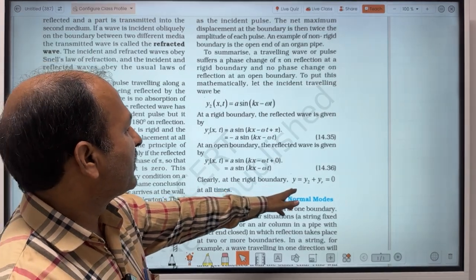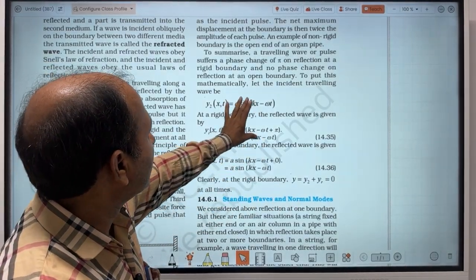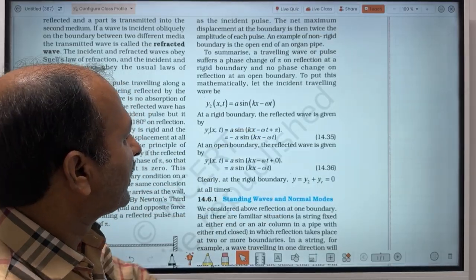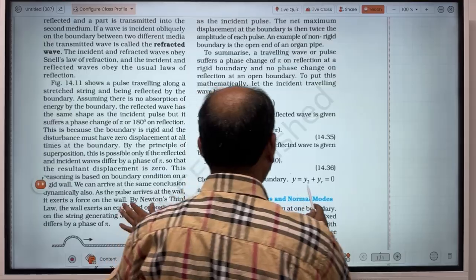So clearly, at the rigid boundary, what happens? If you find the sum of these two results, you will get 0. So that is why we say y equals y2 plus y reflected gives 0, right?